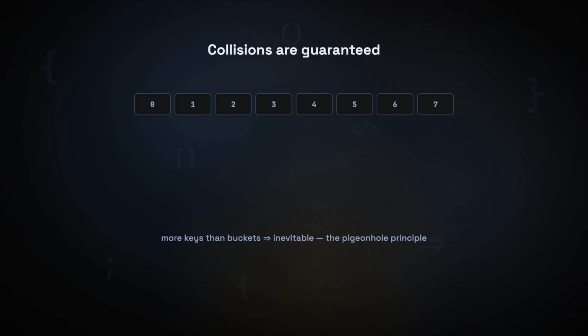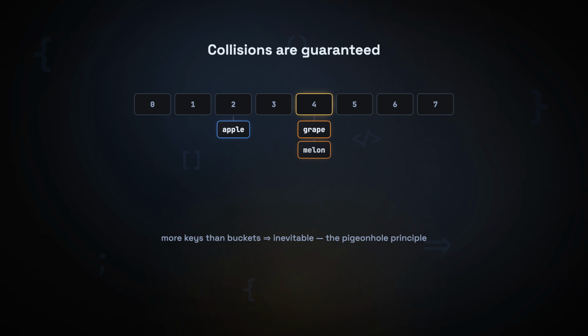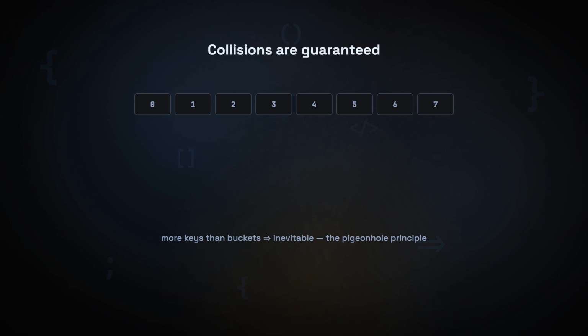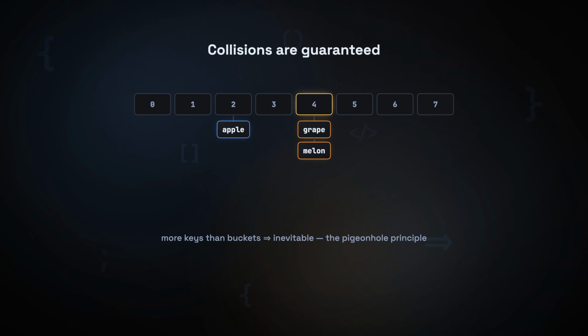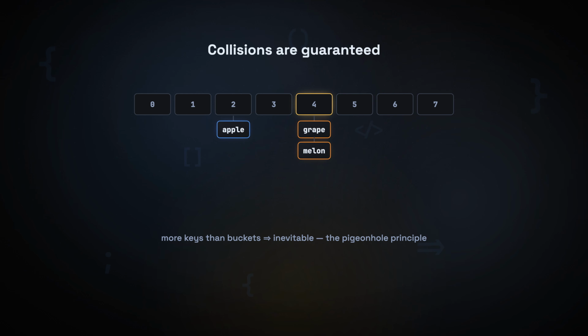And collisions are not a rare accident, they are guaranteed. Here, grape and melon both happen to land in the same bucket. With more possible keys than buckets, this is mathematically inevitable, a fact known as the pigeonhole principle. If you have more pigeons than holes, then at least one hole must hold two of them. The question was never whether collisions happen. It's how gracefully we handle them when they do.